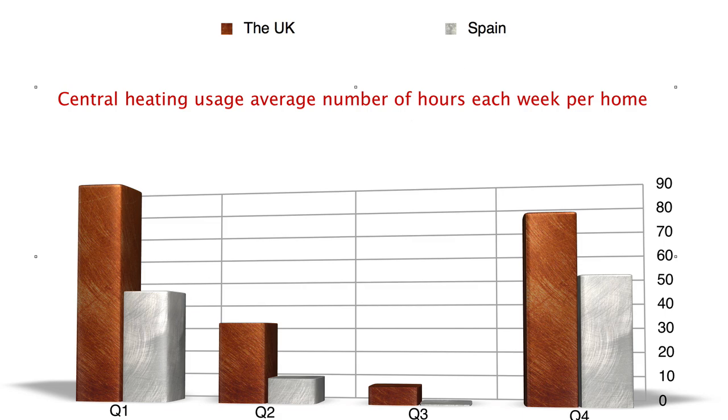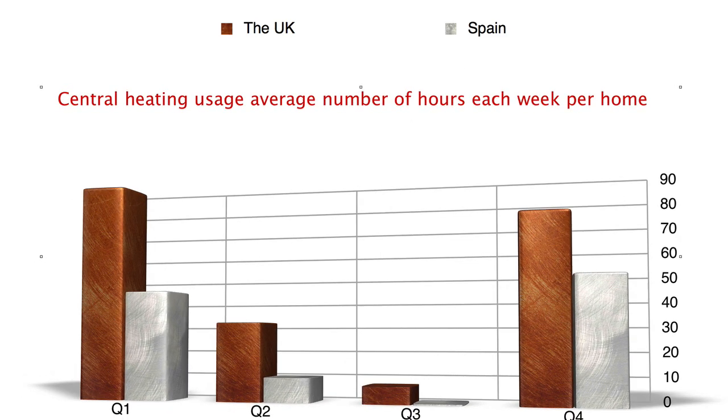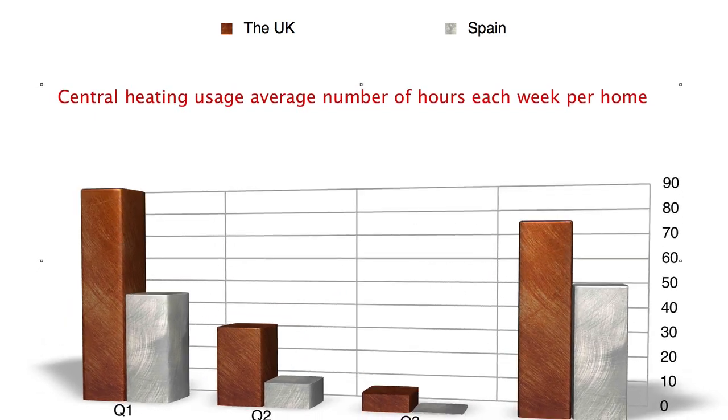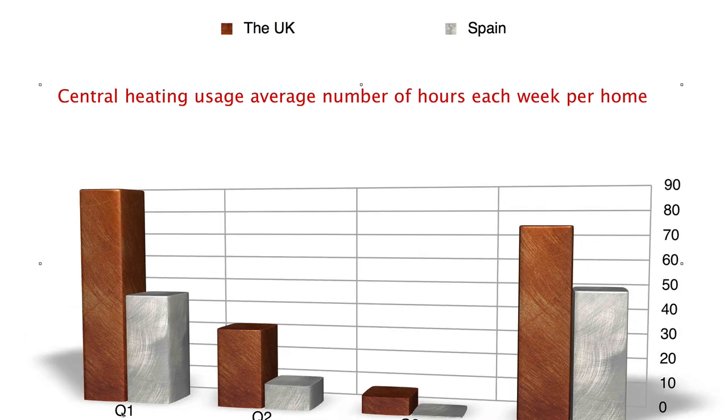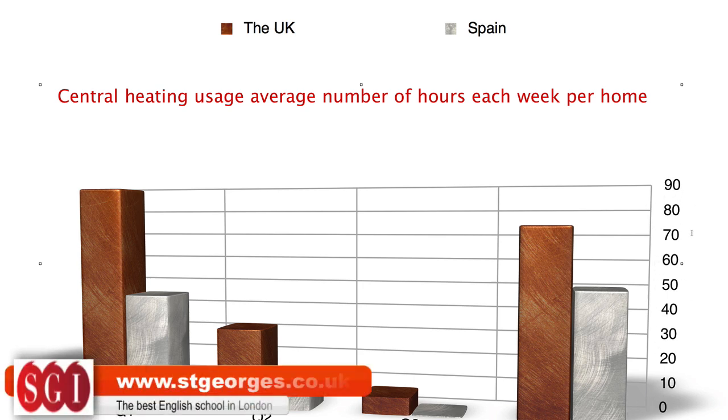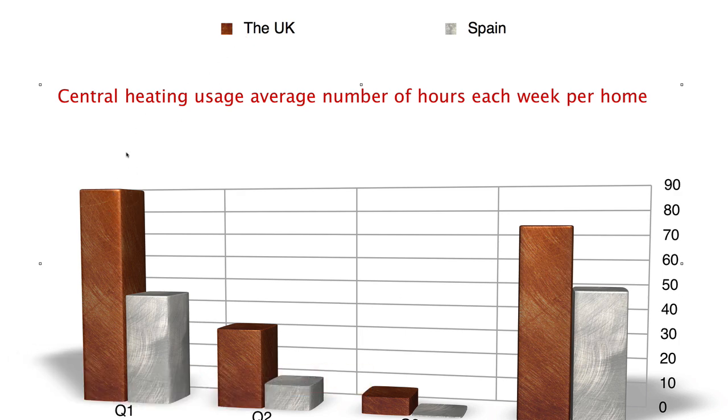This is a bar graph. Let's take a quick look at it. So Q1, the first quarter, January, February, March, April, May, June, Q2, and so on. Third quarter, fourth quarter, Q4. And here's the number of hours, the average number of hours that the central heating was used. So in Q1 in the UK, we had a peak of usage at 90 hours.